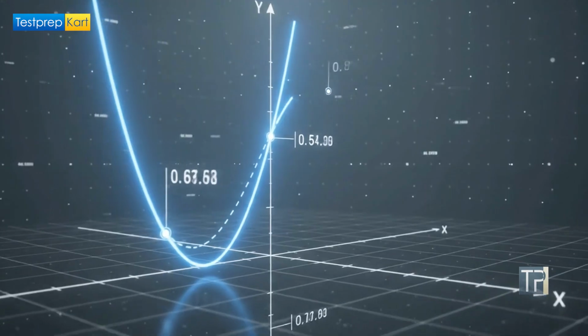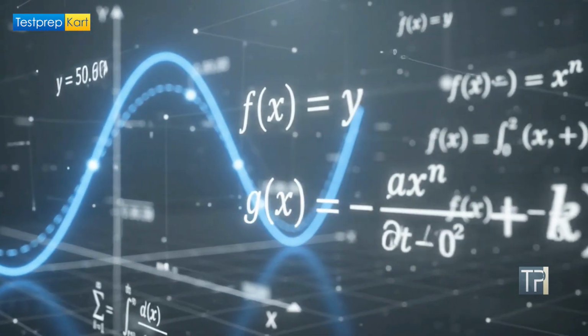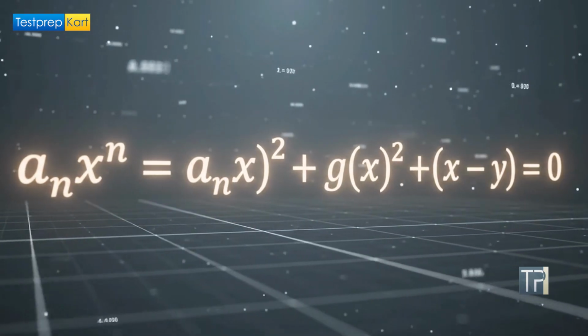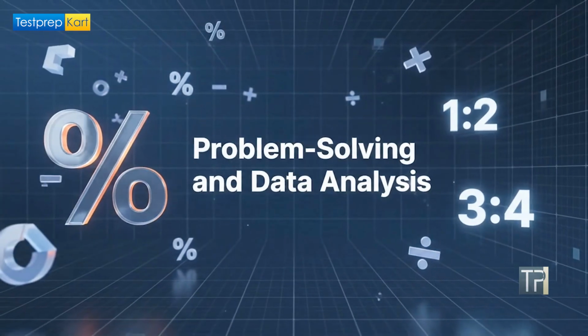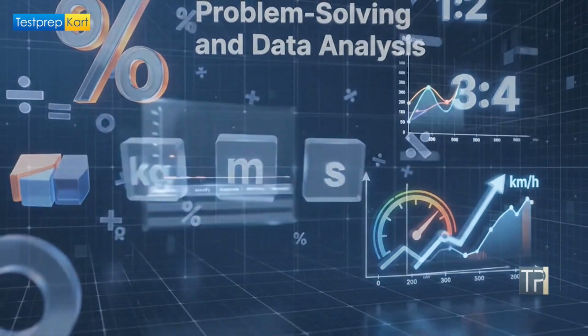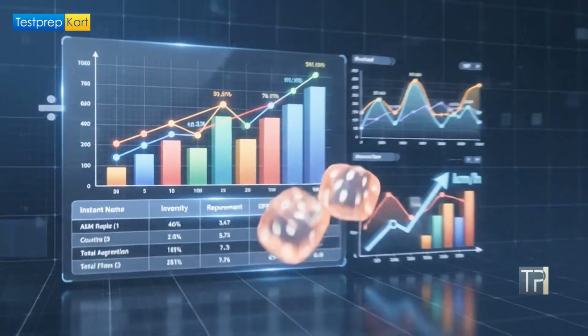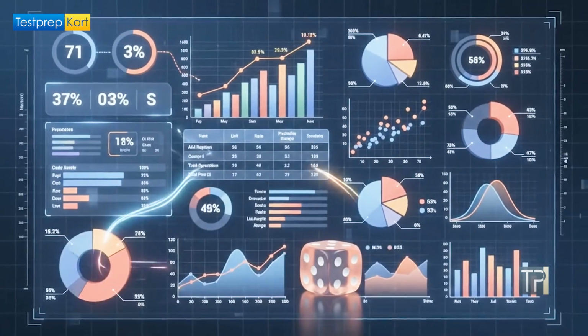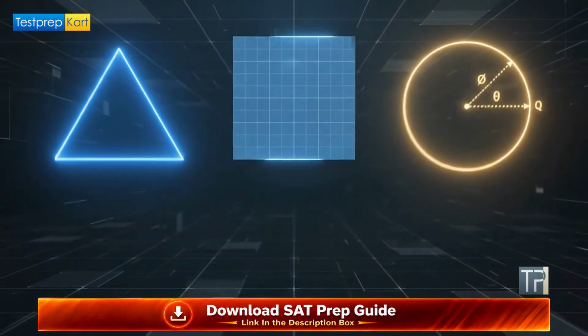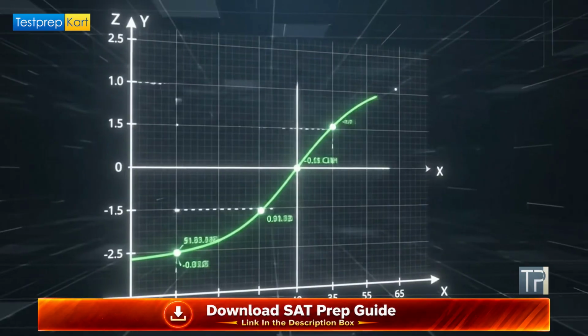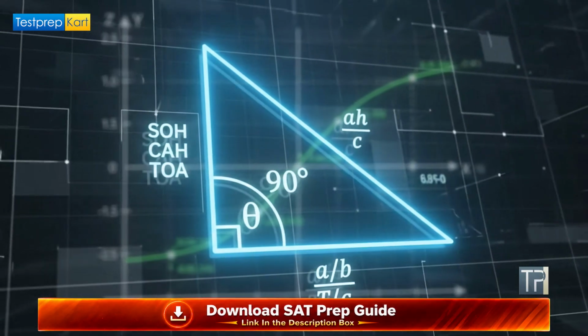Advanced Math includes quadratic curves, function notation, polynomials, radicals, and nonlinear equations. Problem solving and data analysis includes percentages, ratios, units, rates, tables, graphs, probability, and statistics. Geometry and trigonometry includes triangles, circles, area, volume, coordinate geometry, and trigonometry.